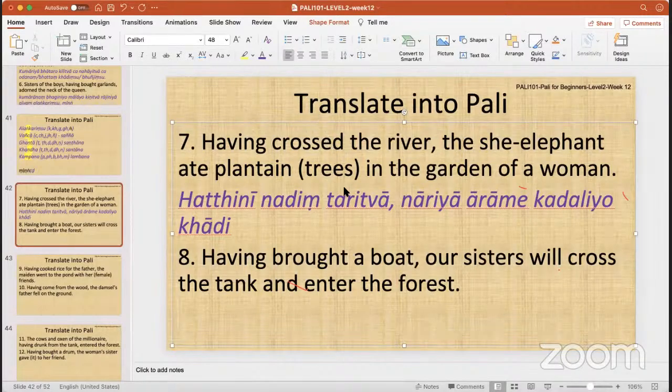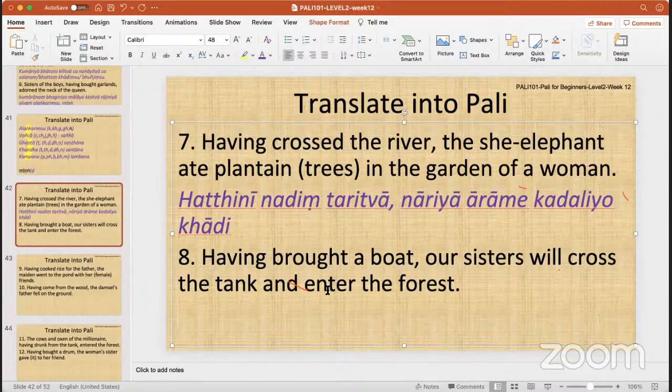One question, Bhante. There is "will cross the tank." So it should be "will enter the forest," because entering the forest comes after they cross the tank. Yes, that's what I think. Having brought the boat, our sisters will cross the tank and enter. Very good. I think yes, it should be Anagata Kala. Poonam, do you agree with that? Yes, Bhante, we didn't check that. So we'll cross the tank and enter. Okay, good point.